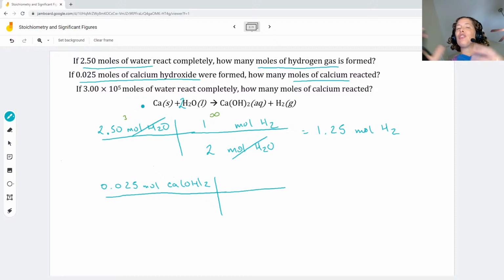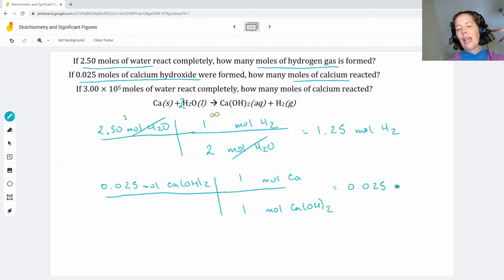But let me set it up and show how the units cancel. So I want my moles of calcium hydroxide to cancel, so I'm going to put those in the denominator. I am trying to determine moles of calcium, so that goes in the numerator. And now I'm just putting my stoichiometric ratio in, my mole ratio, and it's just a 1-to-1. So there's a 1 and a 1 here, which makes this math fantastic. So now this is moles of calcium.